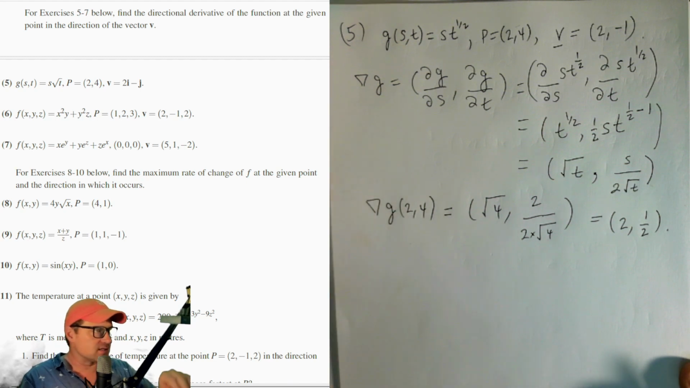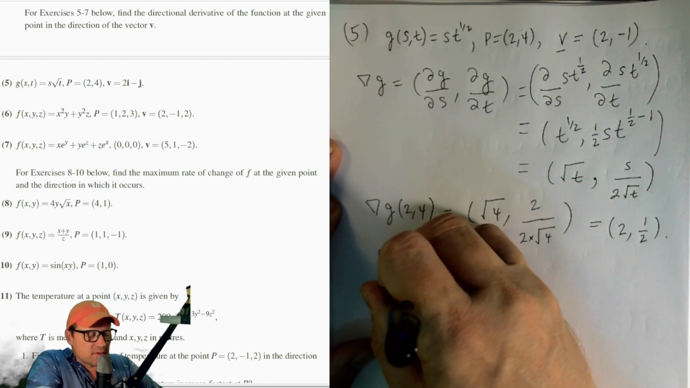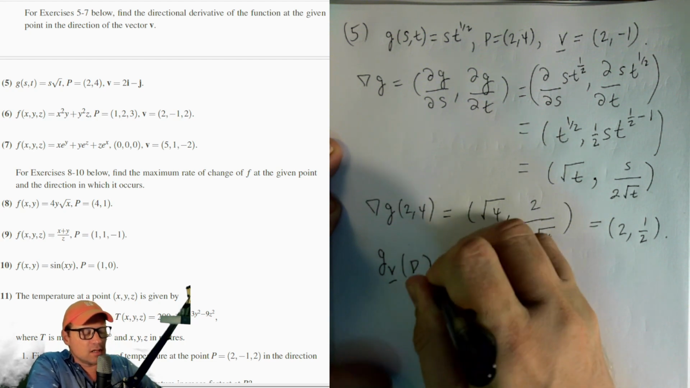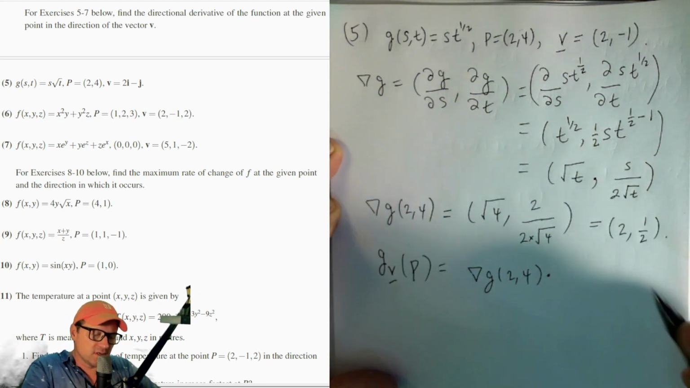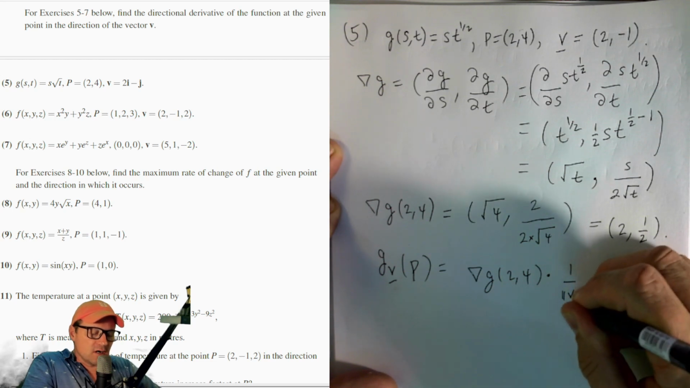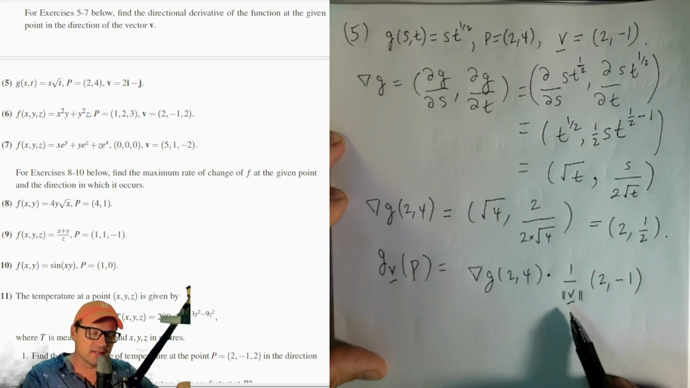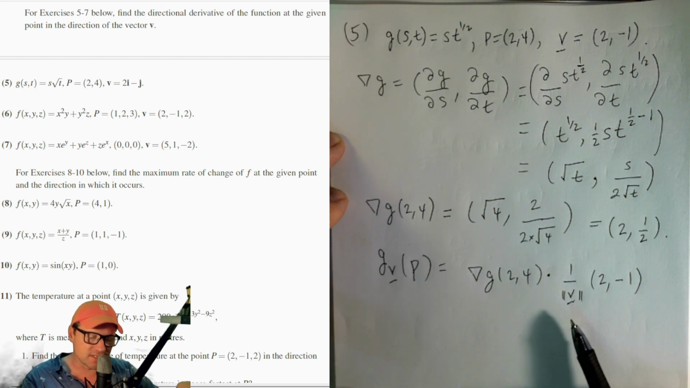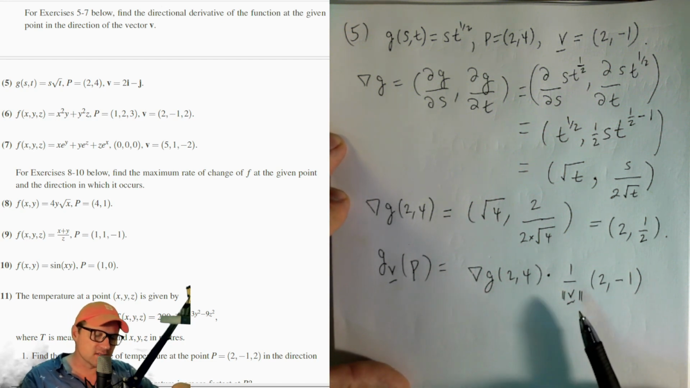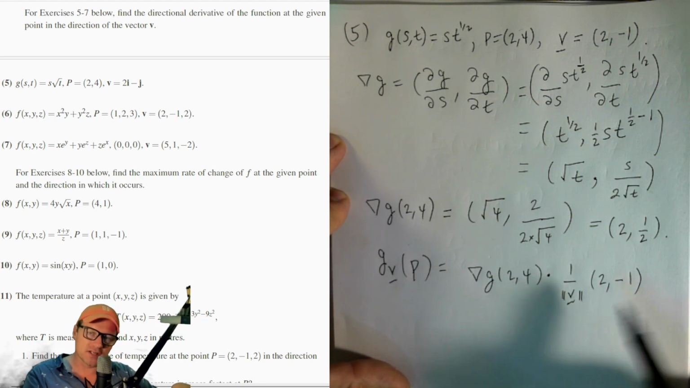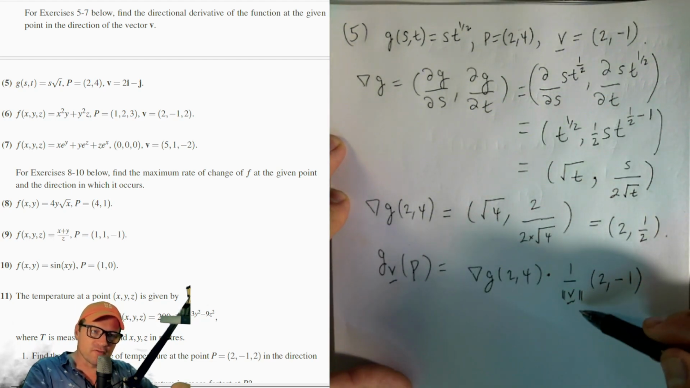Okay, so next, let's calculate the directional derivative. So g subscript v at p. So we have grad g at 2, 4, and then we dot 1 over the norm of v times the vector v itself. Okay, and so let's calculate the norm of v. So we have the square root of 2 squared plus minus 1 squared, and so 2 squared is 4, minus 1 squared is 1, 4 plus 1 is 5, so this is 1 on root 5.